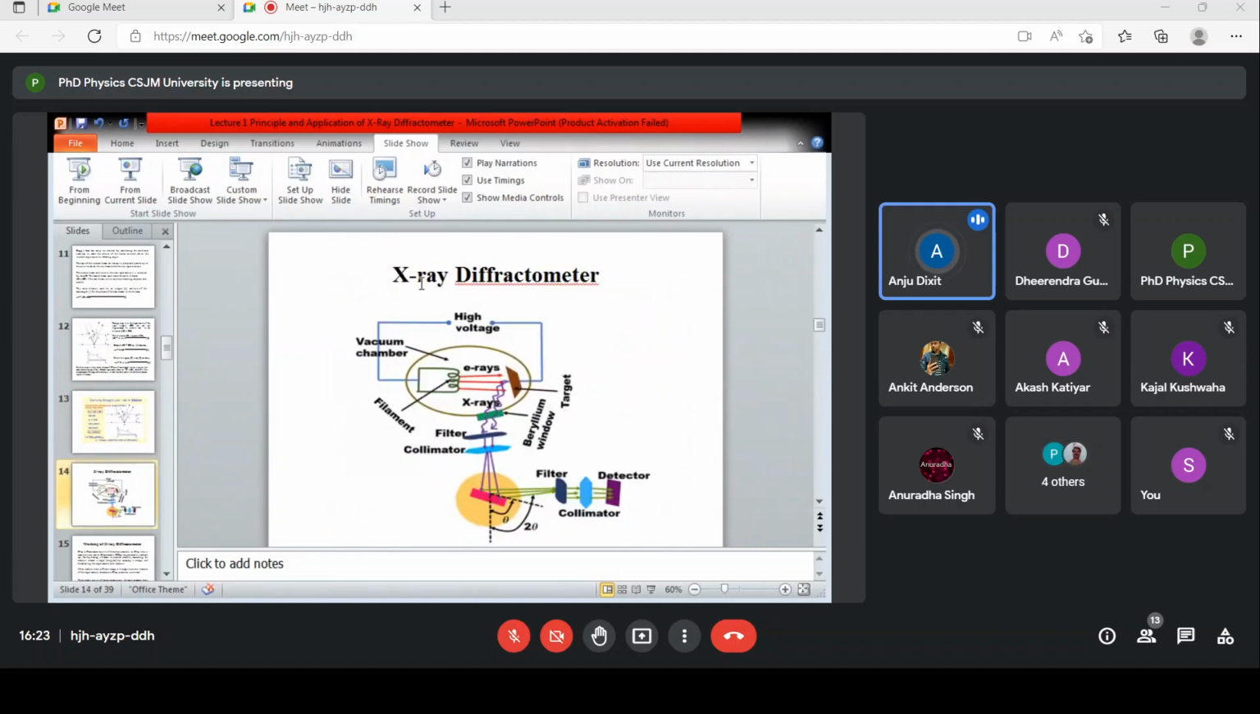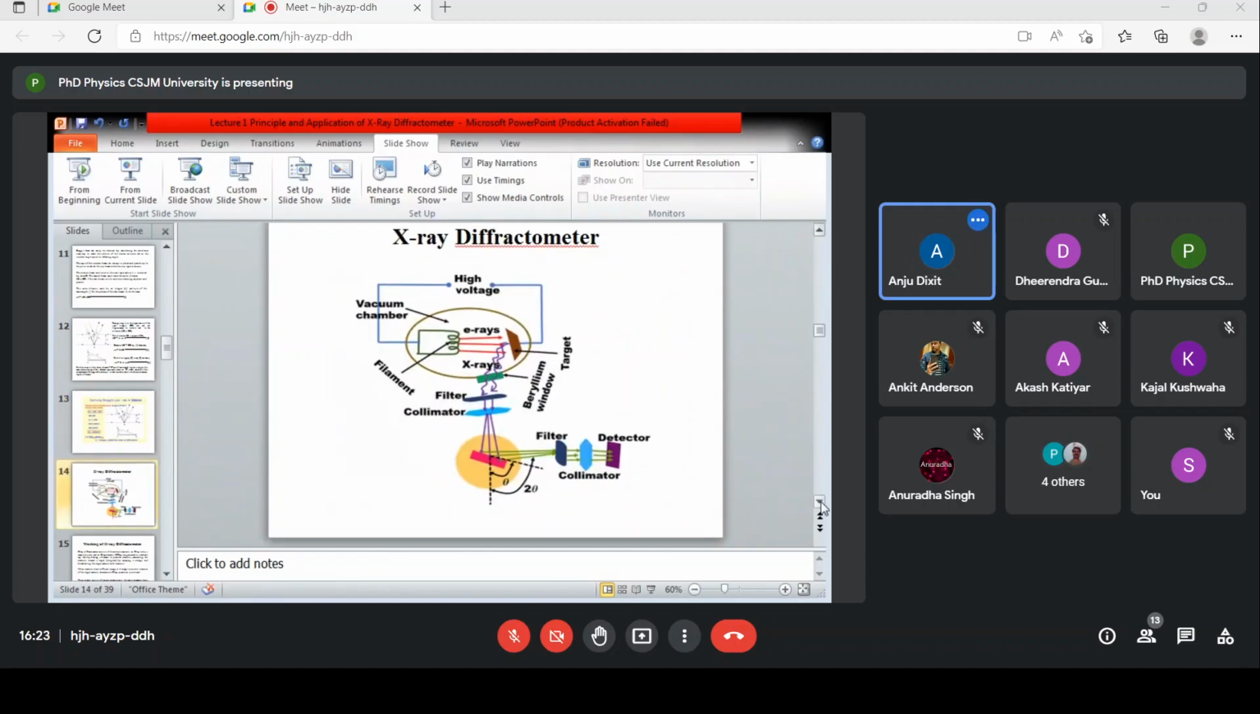Now this picture is showing the X-ray diffractometer, that is, the picture from the X-ray diffractometer. I am going to explain what an X-ray diffractometer is and how it works. In an X-ray diffractometer, first X-rays are produced, then they interact with our crystal or sample, and then they produce our diffraction pattern.